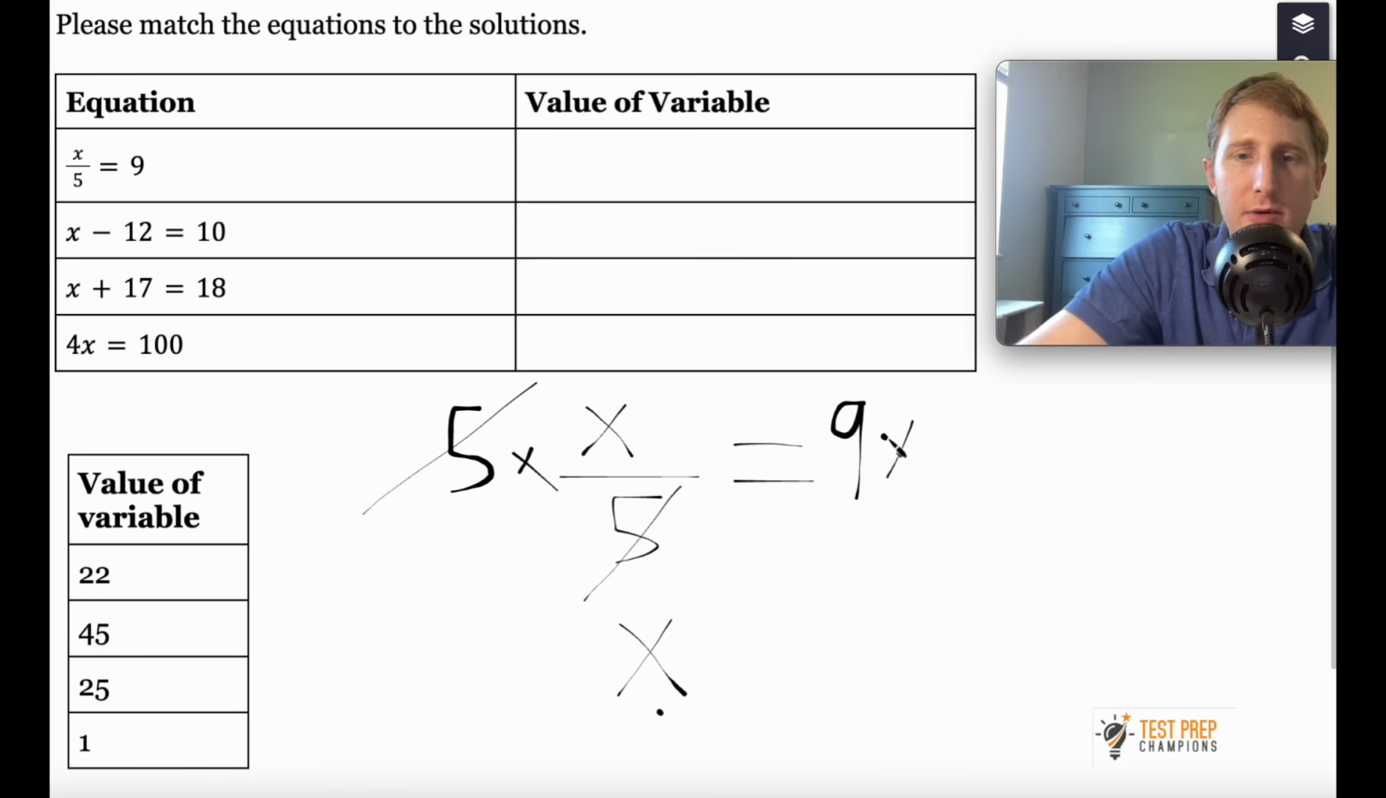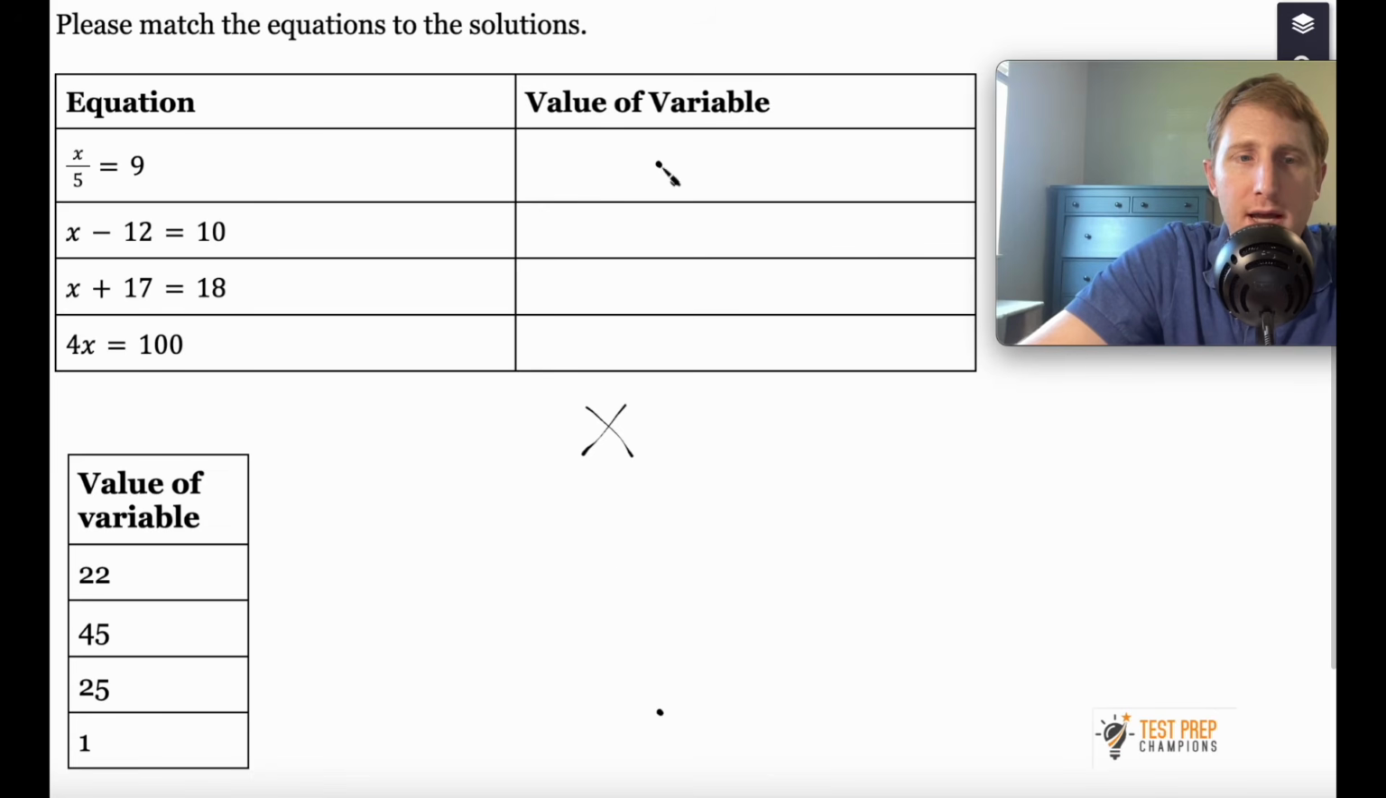But the thing to remember is that whatever we do to one side, we also have to do to the other side. So I'm going to come over here and do 9 times 5. Now, 9 times 5 is 45. So for the first box here, we're going to write in 45, because when it comes to x over 5 equals 9, we just figured out that x equals 45. So that's the answer for the first box.